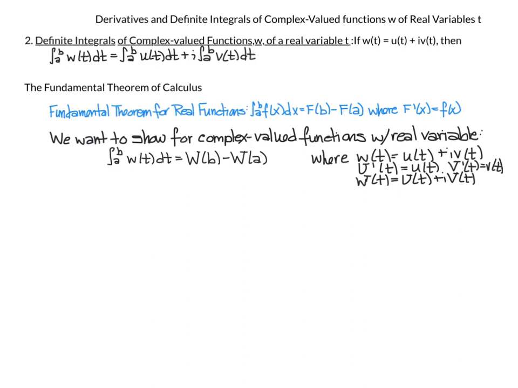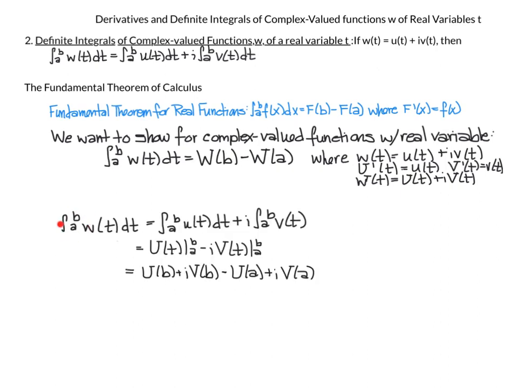Analogously, what we want to show is, for a complex valued function, the integral from a to b of w of t dt is equal to capital W of b minus capital W of a, where w of t is composed of u of t plus i v of t, and capital U of t is the antiderivative of u of t, and capital V of t is the antiderivative of v of t, and capital W of t is equal to capital U of t plus i capital V of t.